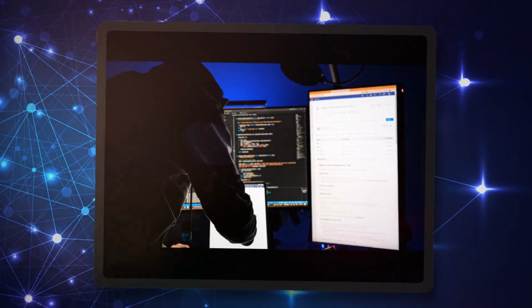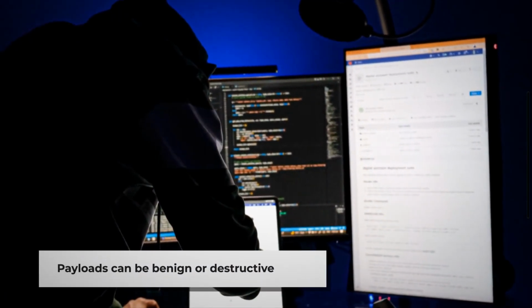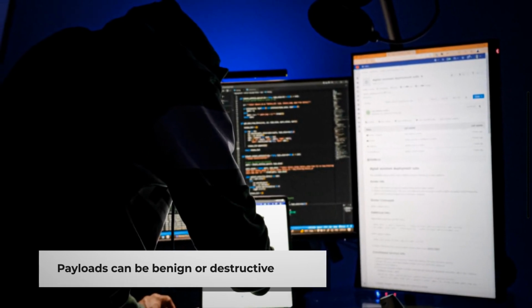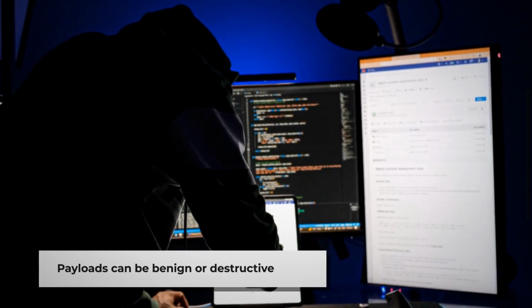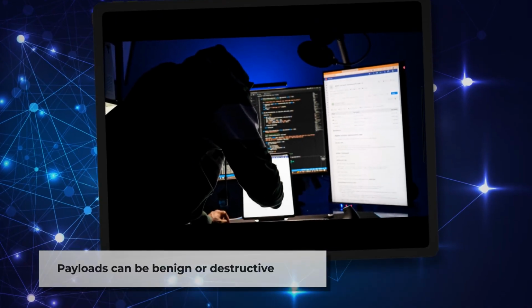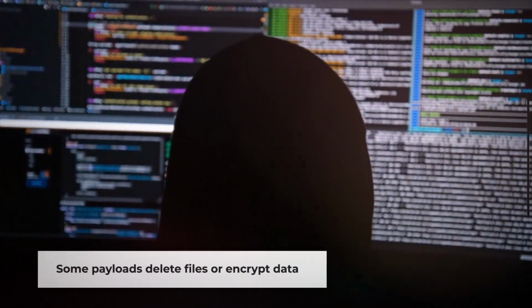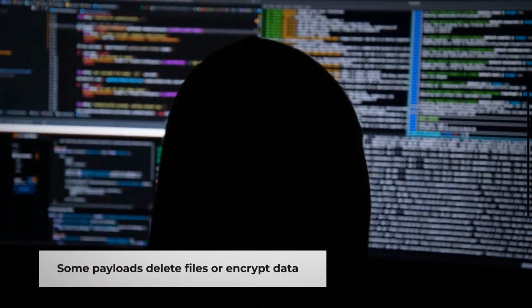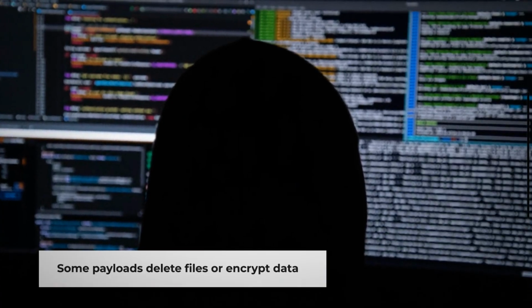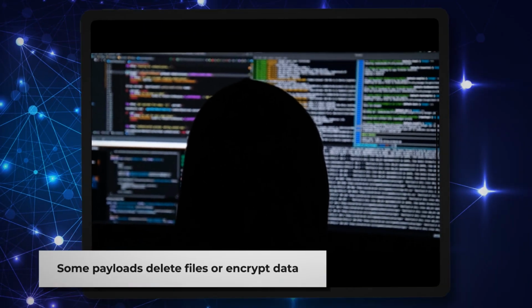The payload of a virus represents its actual purpose beyond mere replication. Some payloads are relatively benign, perhaps displaying a message or playing a sound. Others are destructive, corrupting or deleting files, encrypting data for ransom, or creating backdoors that allow unauthorized access to the system.